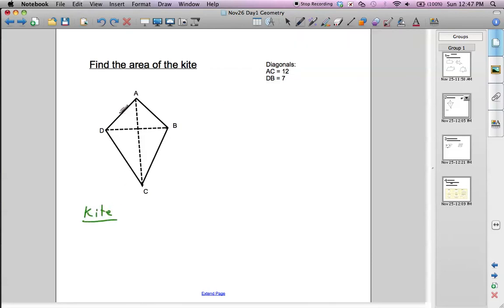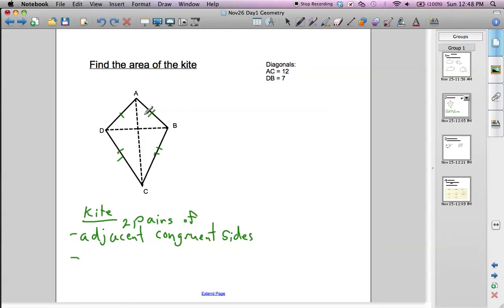It has adjacent congruent sides, so these two sides are congruent, and these two sides are congruent. They have adjacent, that means next to, congruent, and they have equal measures. As a matter of fact, there's exactly two pairs of adjacent congruent sides in a kite.